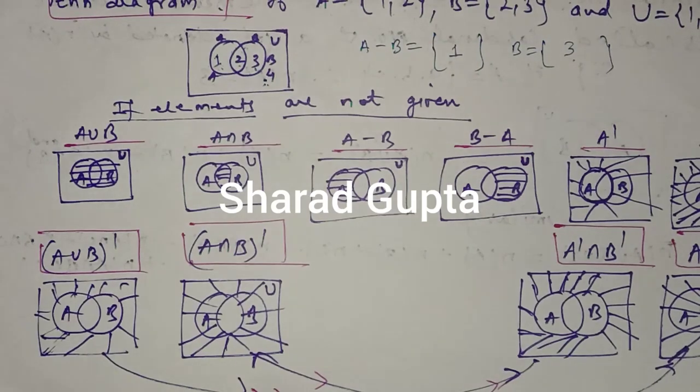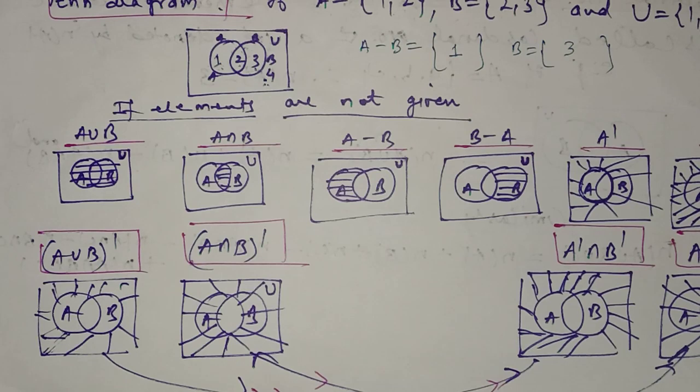This is lecture number 3 for the chapter Sets for class 11th. In the last lecture we were discussing the Venn diagram, and we started how to draw the Venn diagram of sets when the sets contain an exact number of elements. Now we'll discuss how to draw a Venn diagram when the elements are not given.